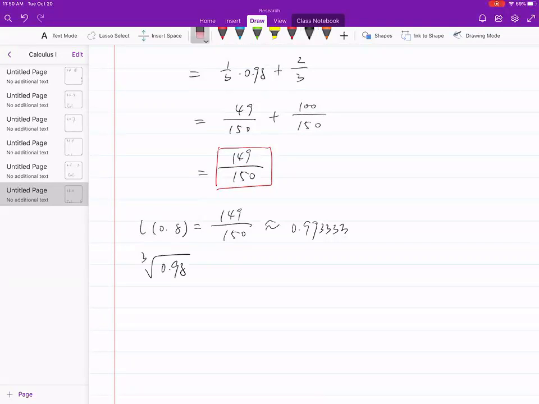Now let's see the real one. To the 1/3 power. The real one is... Sounds good?